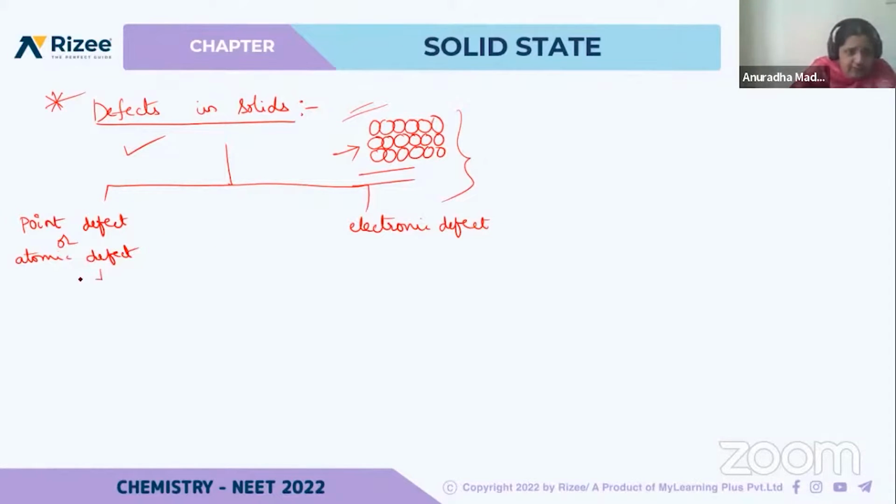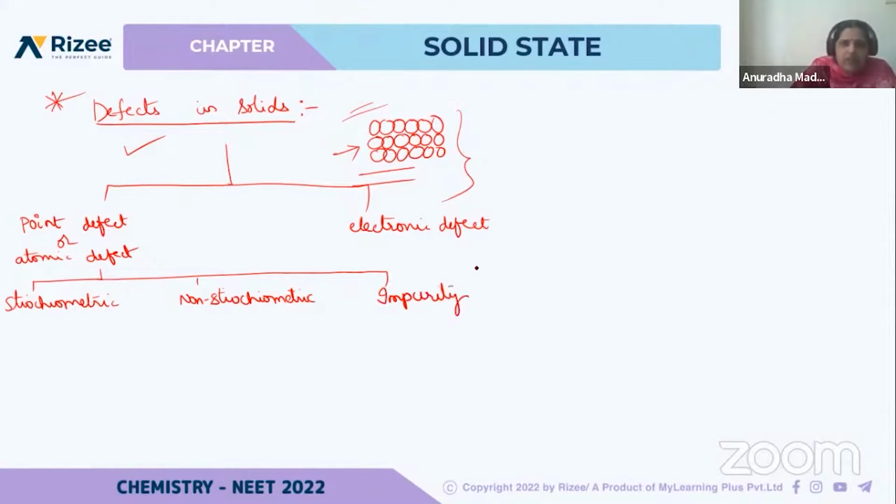But this atomic defect is further divided into three types: stoichiometric defect, non-stoichiometric defect, and impurity defect. First of all, defects are divided into two types: point defect or atomic defect, and electronic defect. This atomic defect is further divided into three types: stoichiometric, non-stoichiometric, and impurity defect.